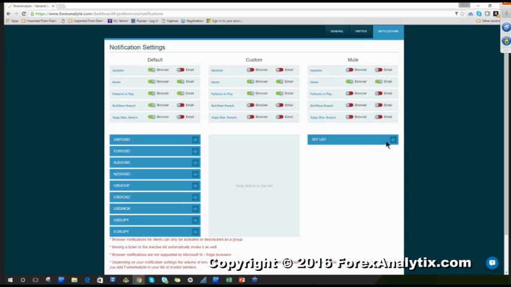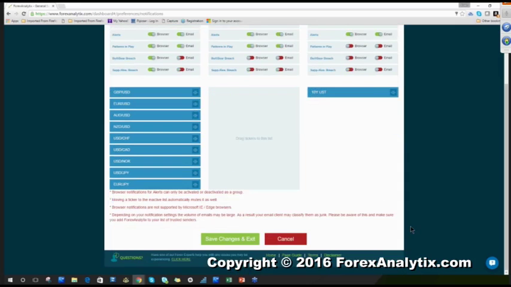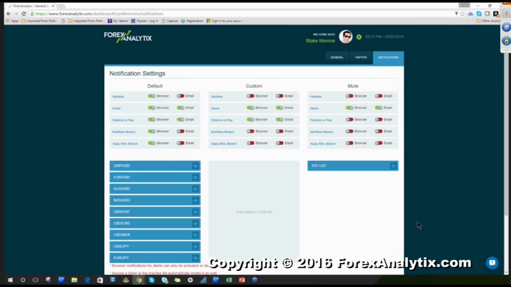But you can also mute certain symbols where they're not displayed at all. This is all completely customizable, and you can save it, and it's per user. By the way, let me make a comment here, which is important.